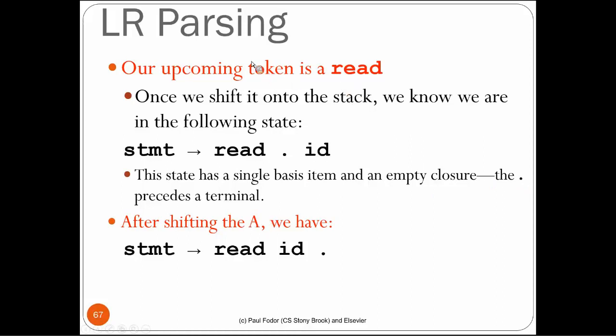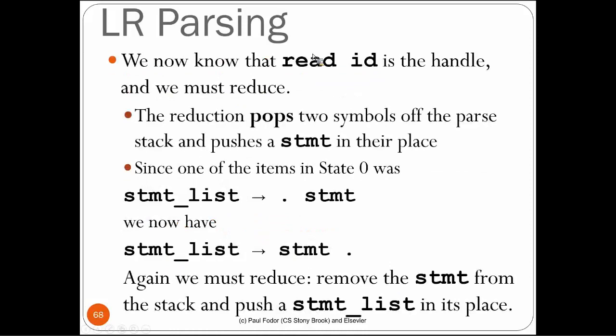So at this point we can take the next token from the input stream, which is A, and we can shift it into the stack. A statement is a read followed by ID. So now we identified read ID as the handle, and we are reducing that rule. Basically, read ID is a statement.